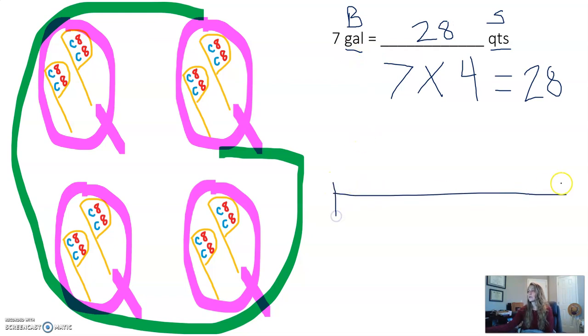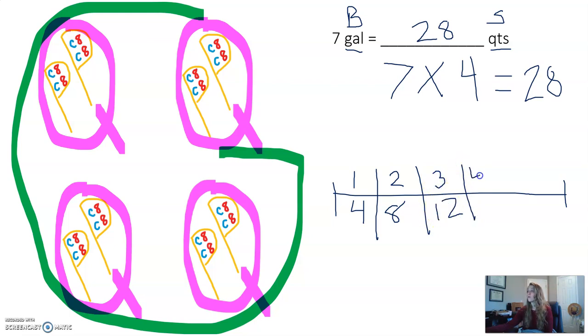Again, to see that visually, if I have 1 gallon, I have 4 quarts. I can see that right here. So if I have 2 gallons, that becomes 8 quarts. 3 gallons becomes 12. 4 gallons is 16 quarts. 5 gallons is 20 quarts. 6 gallons is 24 quarts. So 7 gallons is 28 quarts. You can think of having 7 of these and just count up all the Q's inside of it. 7 gallons equals 28 quarts.